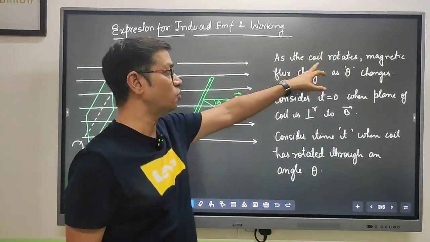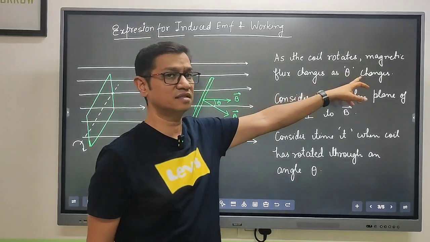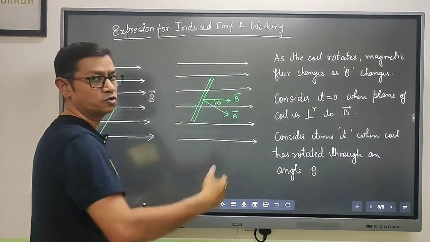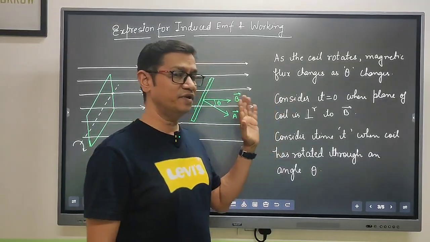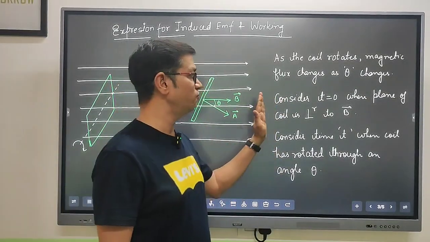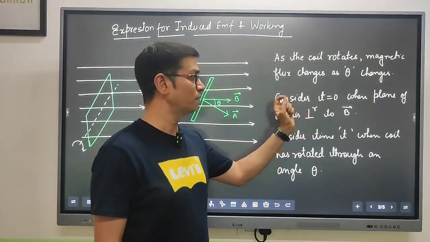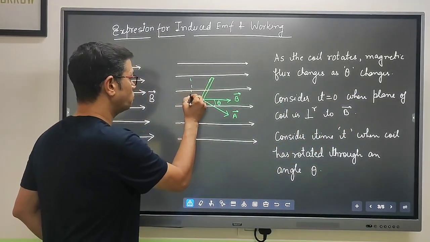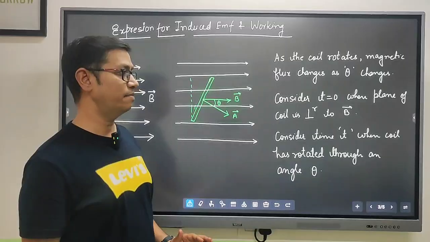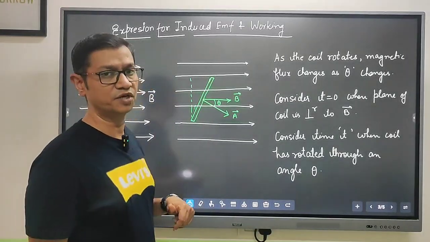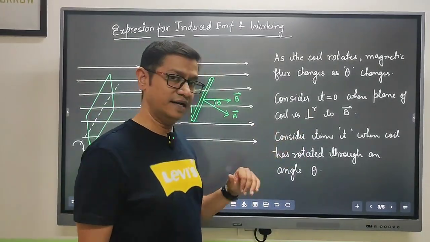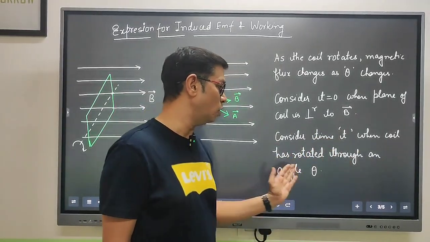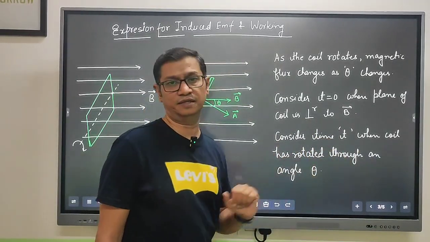So this is what we're saying: as the coil rotates, the magnetic flux changes as theta changes, because we are rotating the coil continuously, so theta will also change with time, right? So we have to start with some point. We will consider t equal to 0 when the plane of the coil is perpendicular to the magnetic field. At that time this angle theta will be 0, right? And let's assume after a time lapse of t, the coil has rotated through an angle theta.